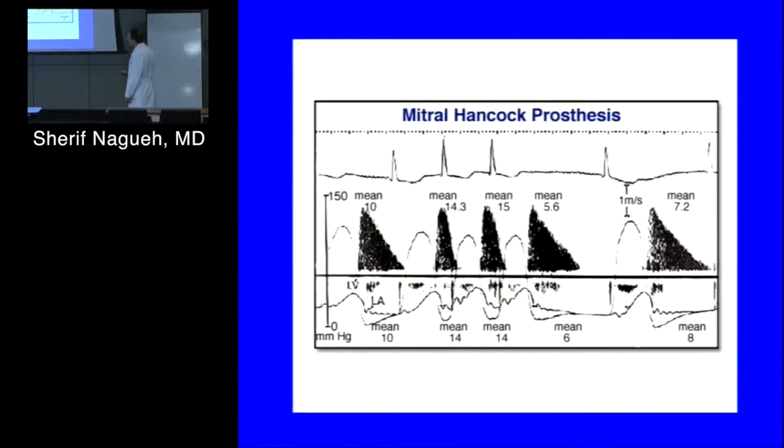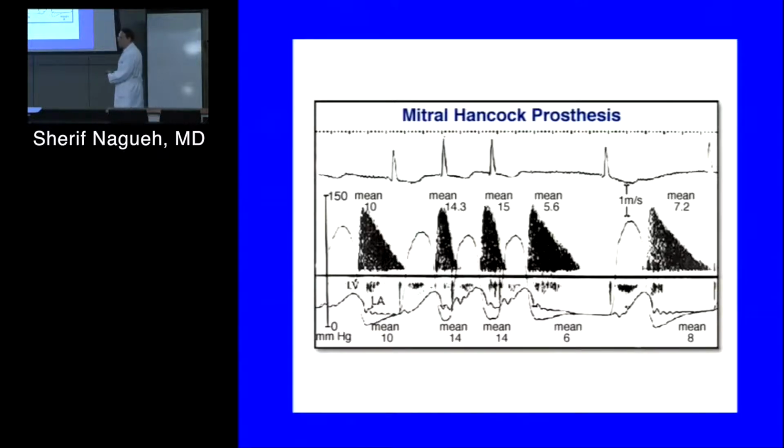These are recordings with pressure and Doppler from the same patient. The patient has atrial fibrillation and has a mechanical prosthesis, so there are varying RR intervals, which results in variable LA to LV gradients. Notice how nicely the Doppler gradient matches the mean gradient by cath: 10 for 10, 14, 14, you can go through this.